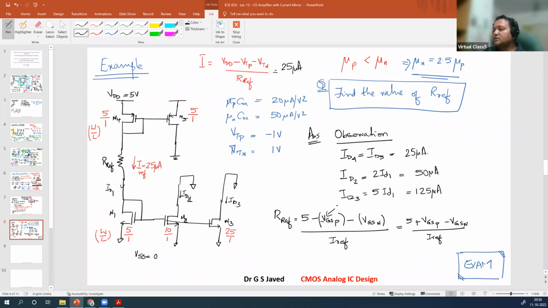Now this VGSP is equal to VTP. This is VTN. So it will be 5 plus 1 minus 1. So what will happen? VTP, VTN will cancel each other. So it will be 5 by IREF. How much is IREF? 25 microampere. So 5 goes 1 time, 5 goes 5 times. So what is this value? RF is equal to 0.2, 1 over 0.5 mega ohm. That will be equal to 200 kilo ohm.